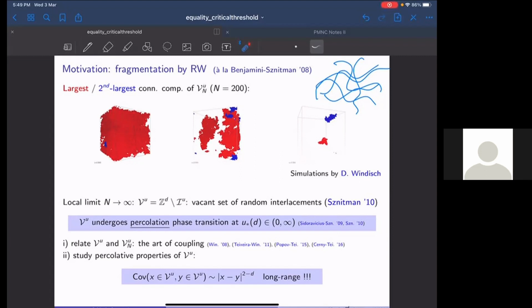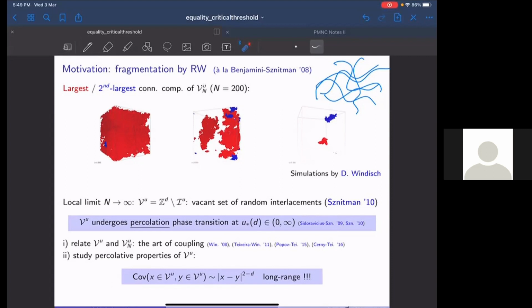In the critical phase, at least, you have exponential decay of truncated correlations. But here you are seeing something very interesting. Throughout the phase, no matter what the value of the parameter, the decay is like the Newtonian potential in the distance.